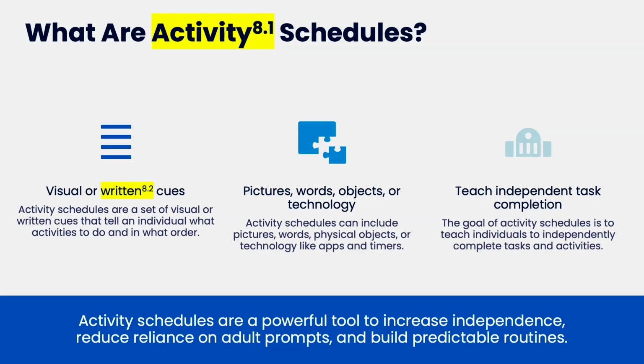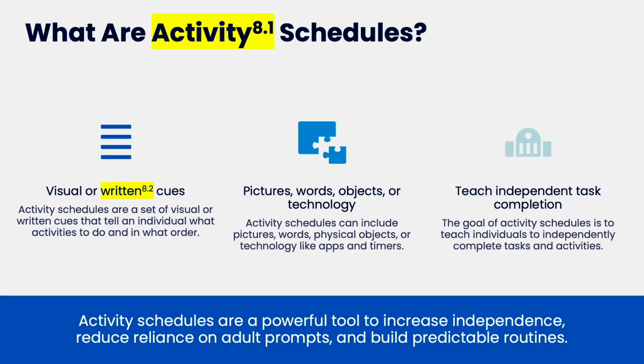So, what are activity schedules? They're visual or written cues that tell an individual what activities to do and in what order. There's a lot of ways we can create them. They all look very different. We can use pictures, words, objects, or technology. There are apps today that will create these for you.